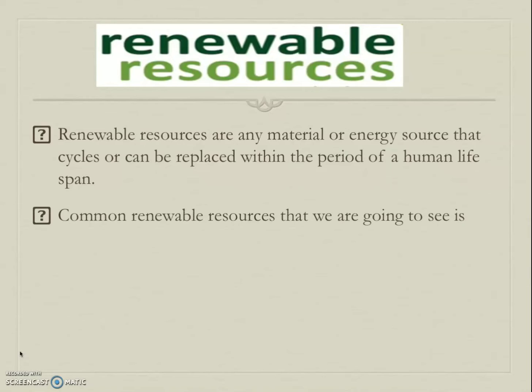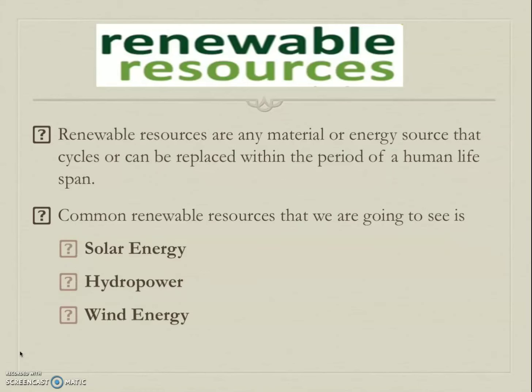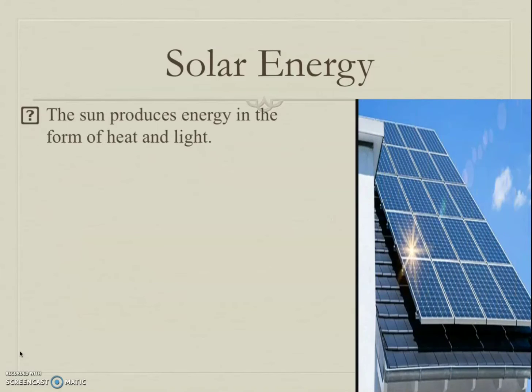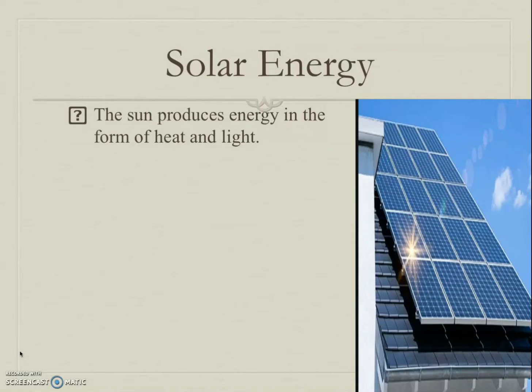Okay. So the common renewable resources that we are going to see in this lesson are solar energy, hydropower, and wind energy. Okay, we will be studying these separately. Solar energy first. So, what is solar energy? The sun produces energy in the form of heat and light. Okay, we know that the sun is producing energy in the form of heat and light.